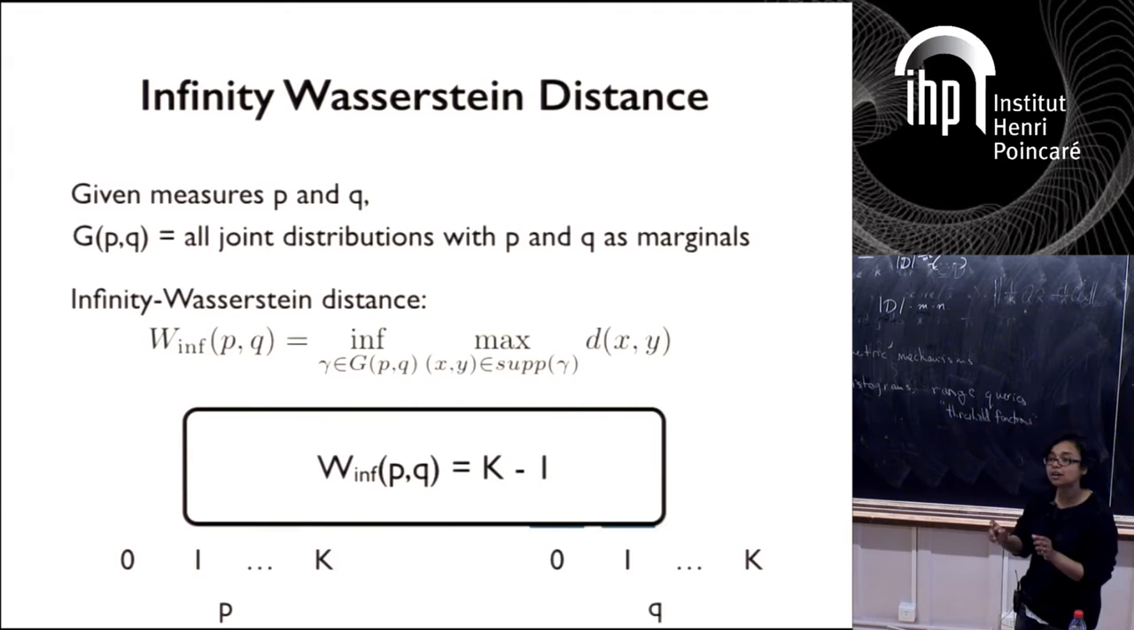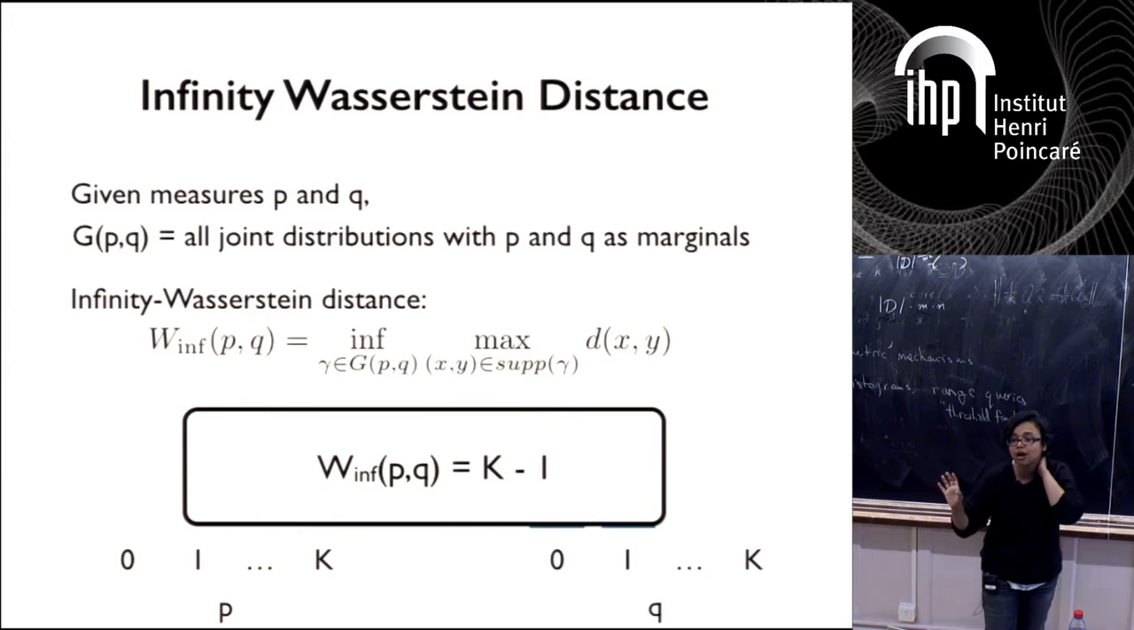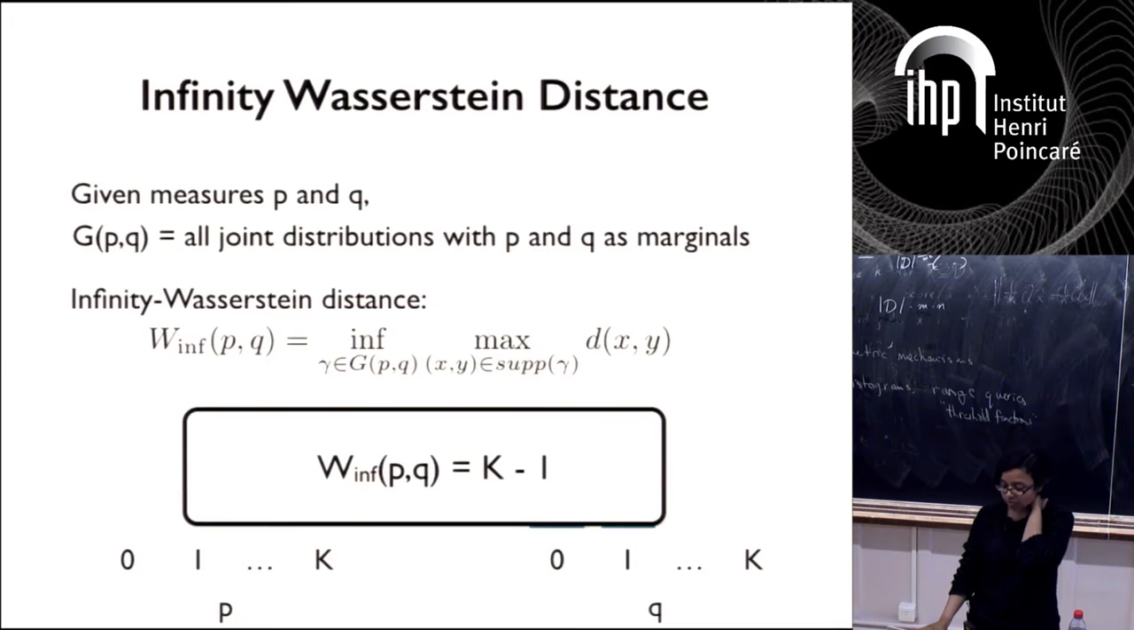because you moved a little bit of mass from k to 1, but still the maximum amount of probability mass that moved was essentially k minus 1, right? So this is the infinity Wasserstein distance. And as I pointed out, this is very related to the Earth mover, and in fact, Earth mover is the L1 version of this. And here we want the infinity version, okay?